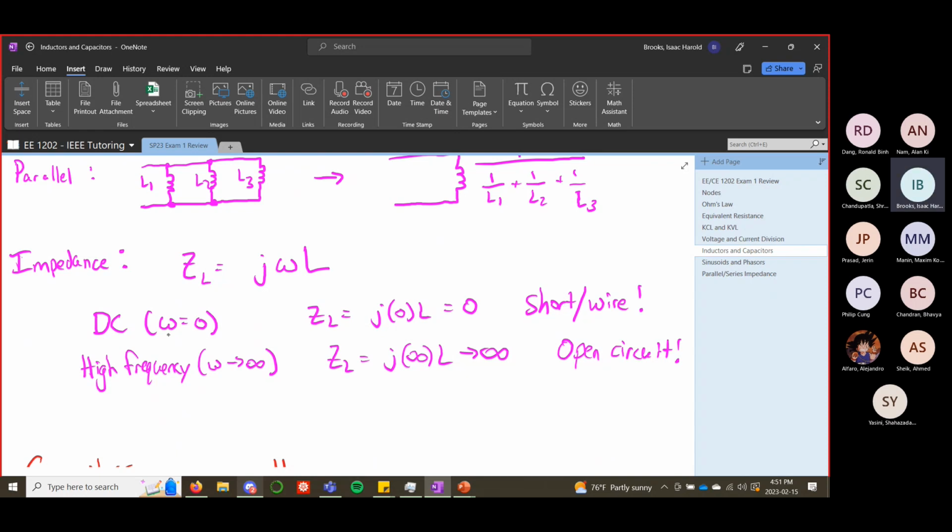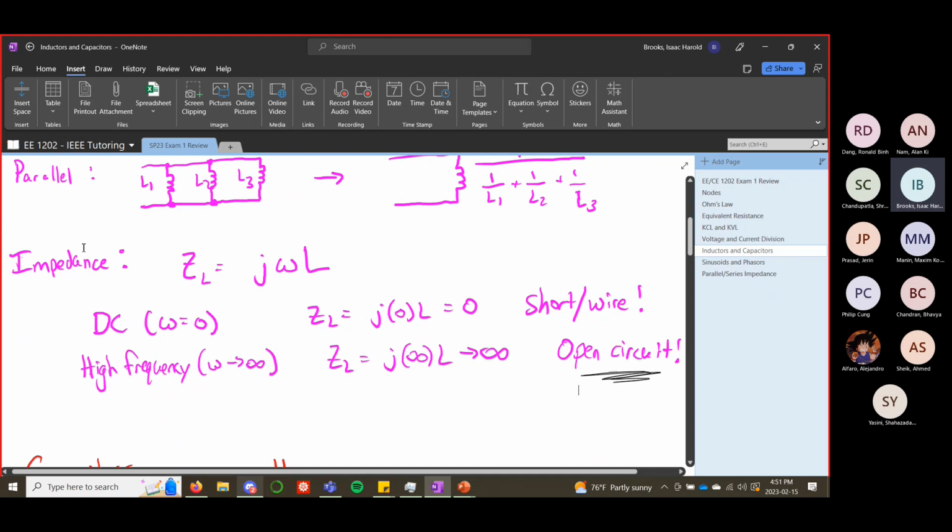Conversely, if we plug in a high frequency, as omega approaches infinity, we use this formula to find the impedance of an inductor in high frequency conditions. j times infinity times L approaches infinity. So that's like an open circuit. Infinite impedance is like an open circuit. Zero impedance is like a short circuit. Okay. So that's the quick rundown on inductors.